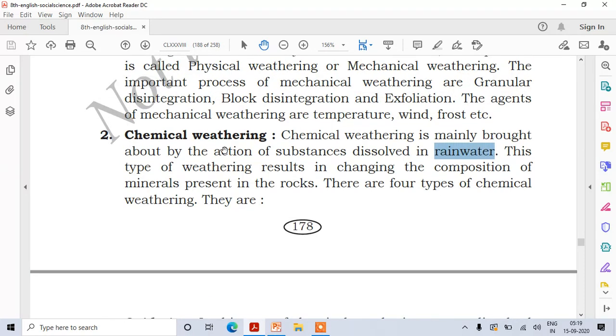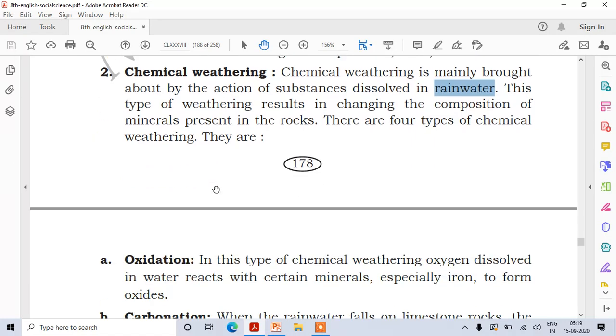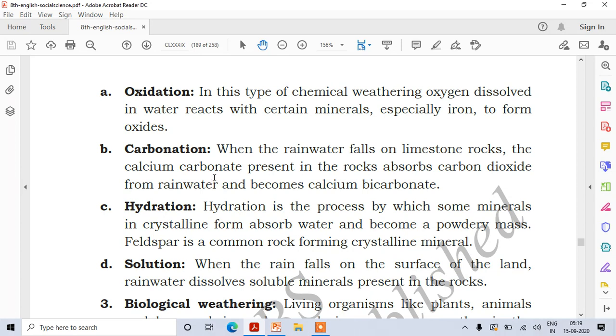So in chemical weathering we have to read about the 4 types. What are the names of the 4 types of chemical weathering? Oxidation, carbonation, hydration and solution. First we'll start with oxidation. From the word oxidation you can understand oxygen. In this type of chemical weathering, oxygen dissolved in water reacts with certain minerals, especially iron, to form oxides.